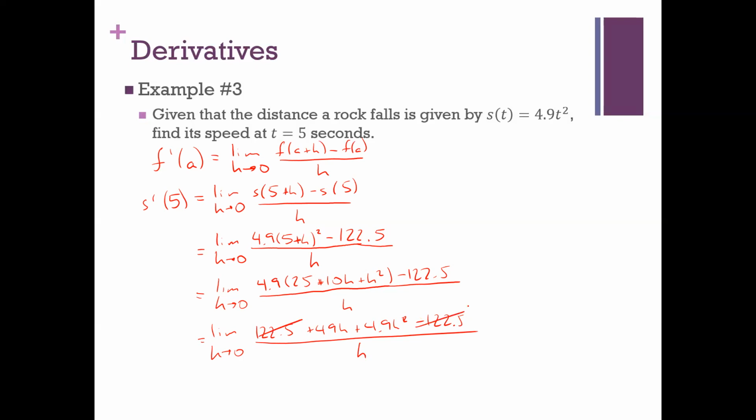So that does me some favors. And some of you see that I'm pretty close to being able to evaluate this limit now. I'm going to factor out an h from the numerator. I get 49 plus 4.9h all over h.